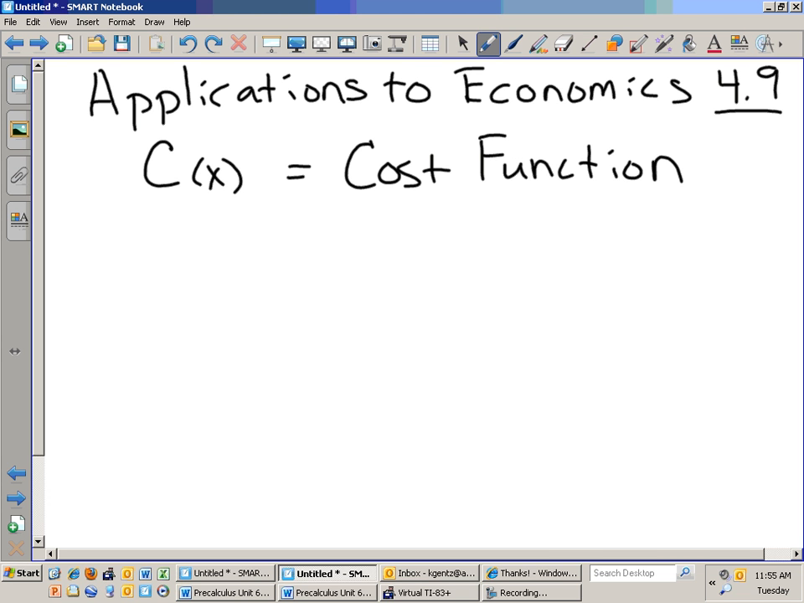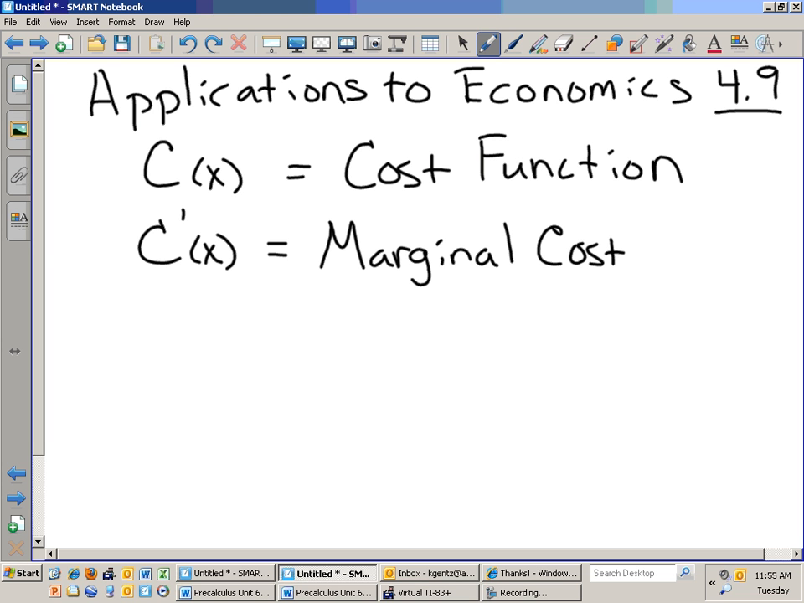C of x is going to be our cost function, okay? Our cost function. And if you remember from a ways back ago, we took the first derivative and we found that c prime of x would be what we would call the marginal cost function.